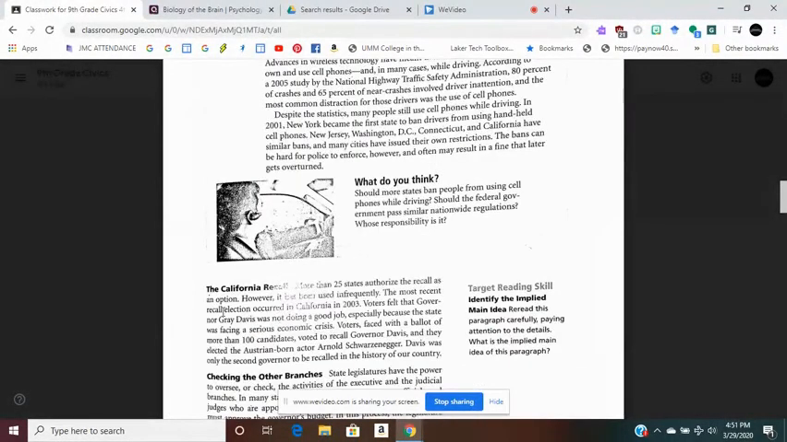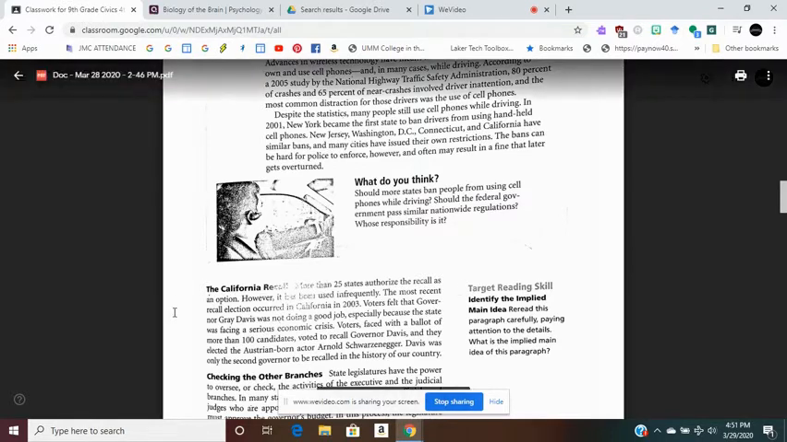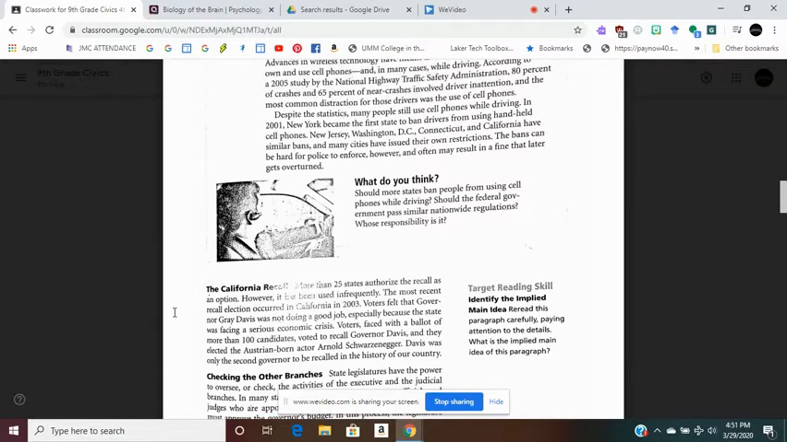Okay, we're going to go down here to the California recall. More than 25 states authorize the recall as an option. However, it has been used infrequently. The most recent recall election occurred in California in 2003.